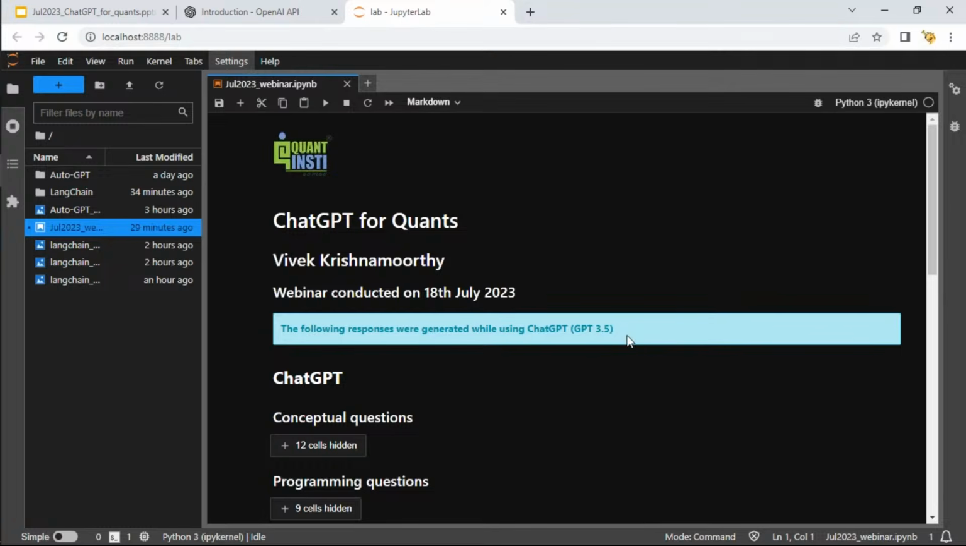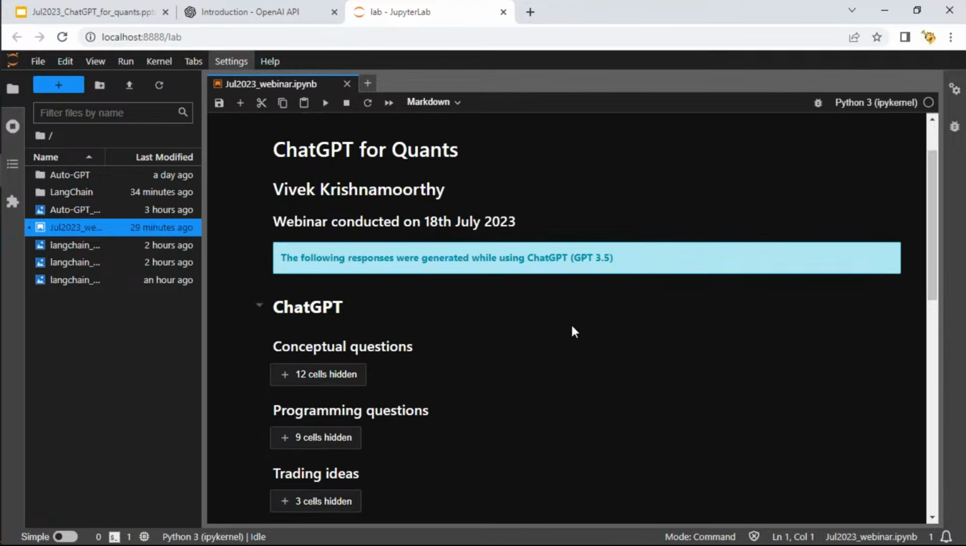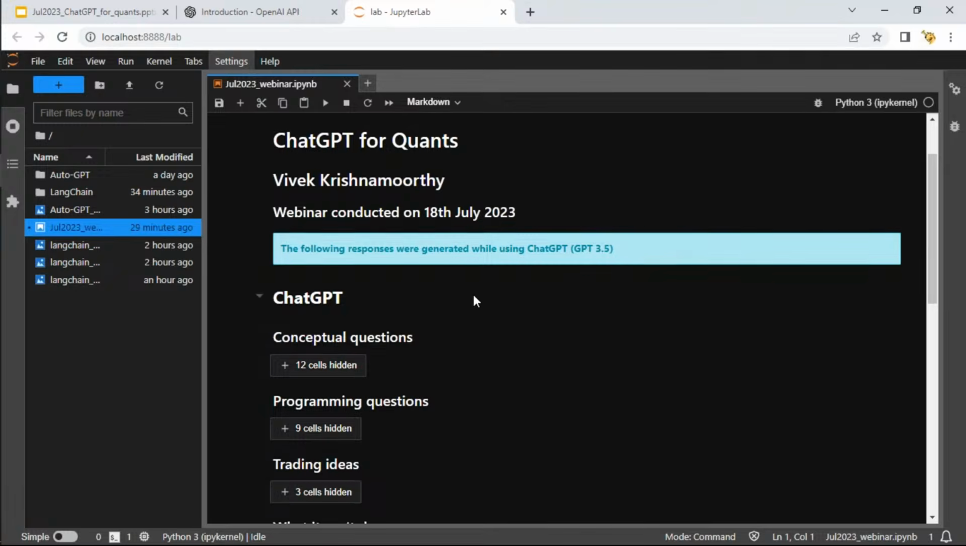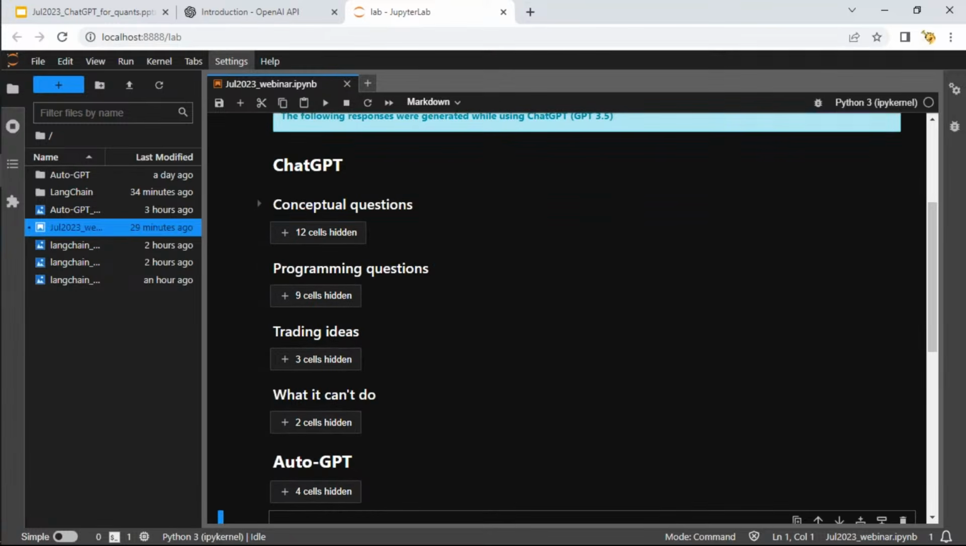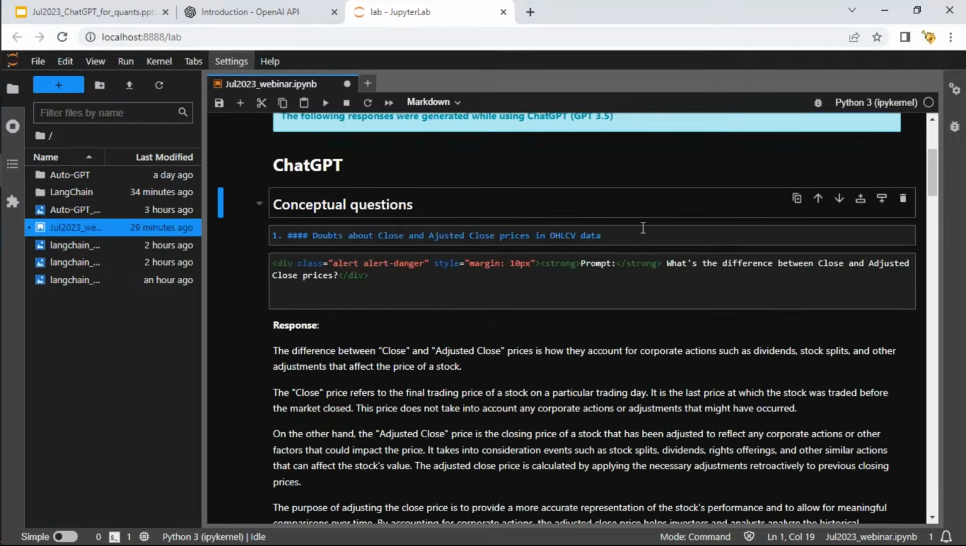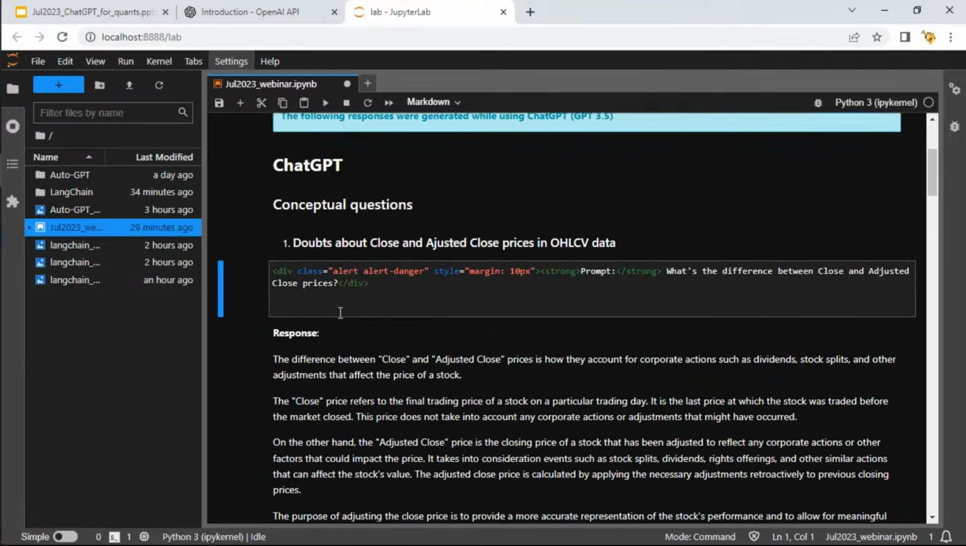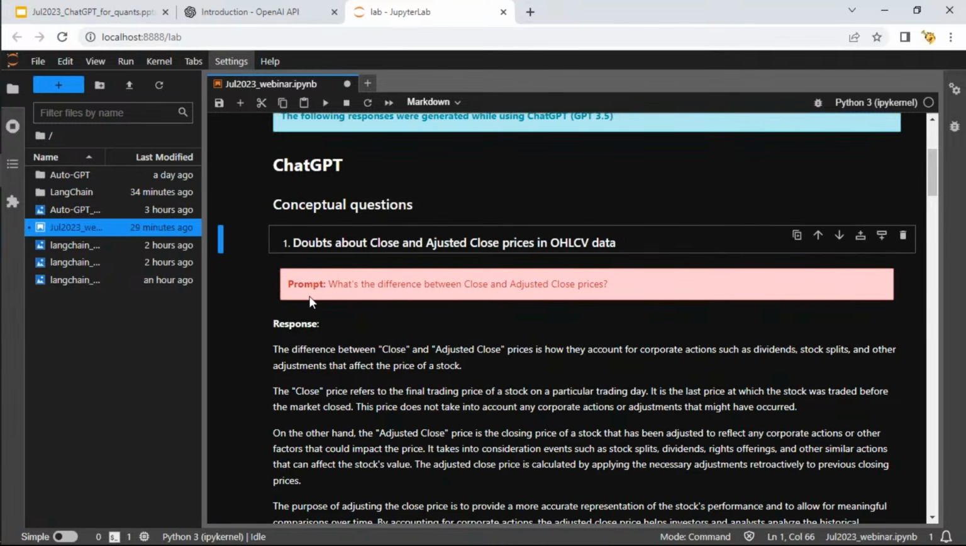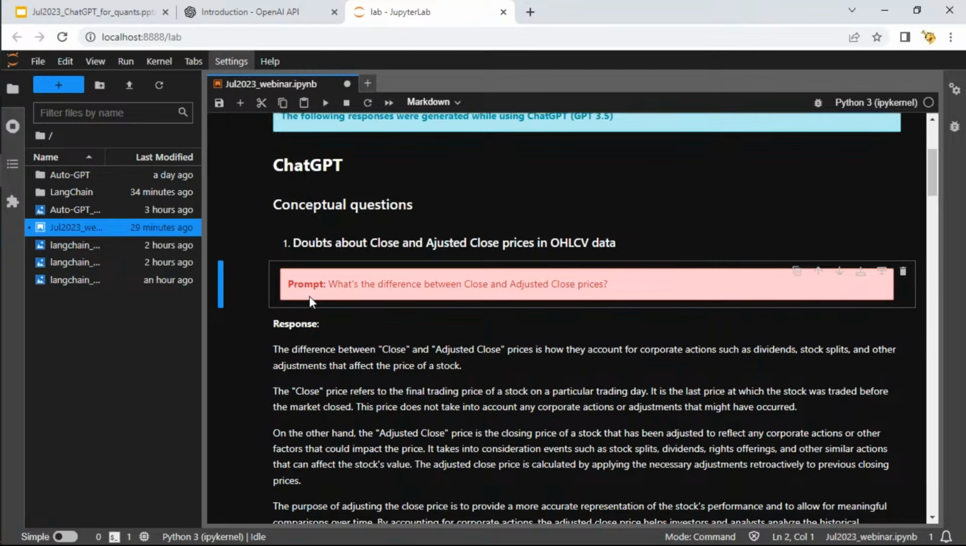All right. So for the use cases, I'm going to walk us through certain parts from this Jupyter notebook that I have. The first part is you may have certain conceptual questions, right? So what I've done here is I specified these prompts, and we will see what kind of responses we got.